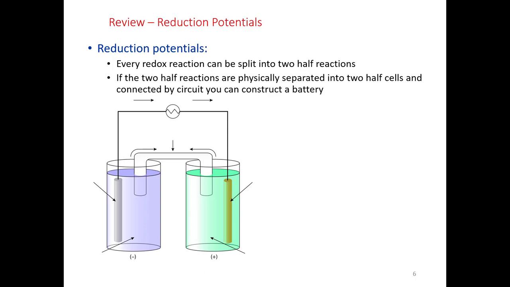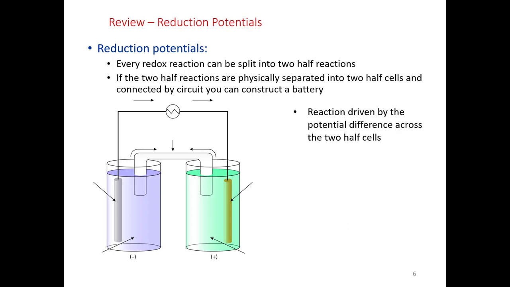You should be familiar with the concept of reduction potentials already, but we will do a brief review to remind you of some of the basic concepts involved and how reduction potentials can be used to predict reactivity. As we saw in the previous slide, redox reactions can be split into two half reactions, one for reduction and one for oxidation. You can actually physically separate these two half reactions into two half cells, and if you connect them with a circuit, you can use the flow of electrons to do work. This is how you construct a battery.